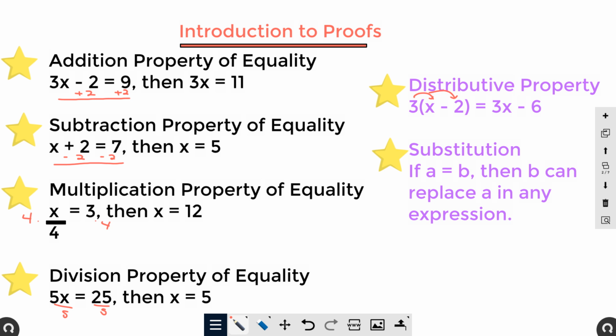And the last one we have is substitution. You guys did this back in Math 1. When you substitute, if A equals B, then you can replace B with A in any expression. So if you have 2 of the same things, they can replace each other and you have a different equation that you can write. Do those properties make sense?